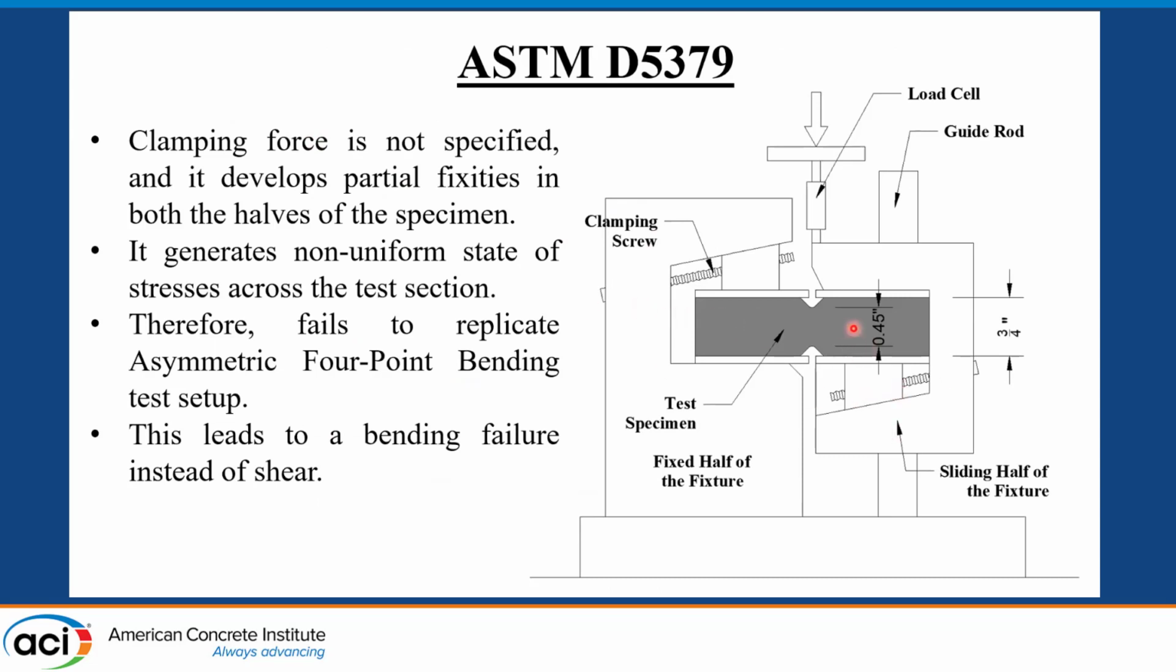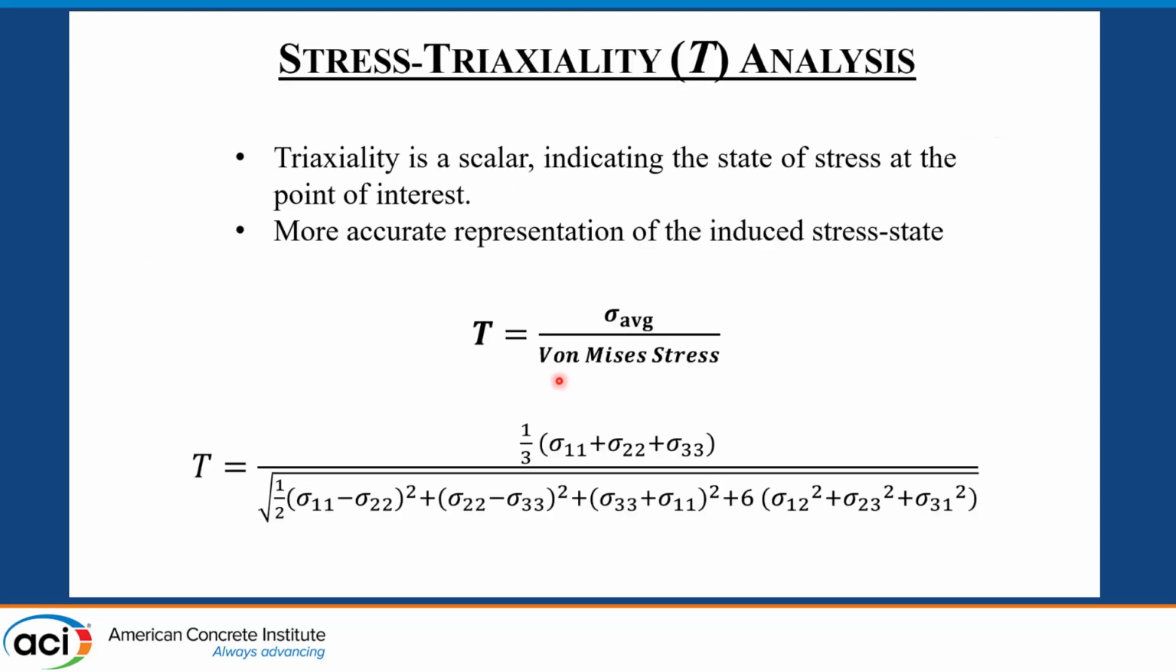And then another problem with this is the stress state that is generated in the test region, which is the middle notch section. It's not uniform throughout the section or throughout the height of the specimen. And because of that, it tends to fail in bending most of the time, or diagonal tension. I will come to that in a couple of slides.